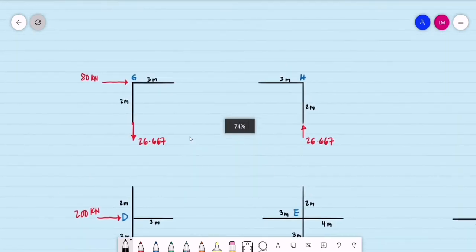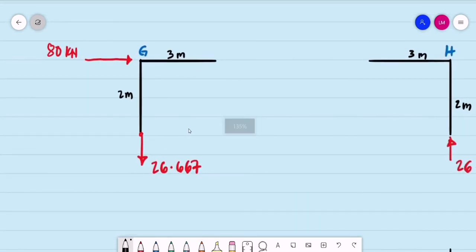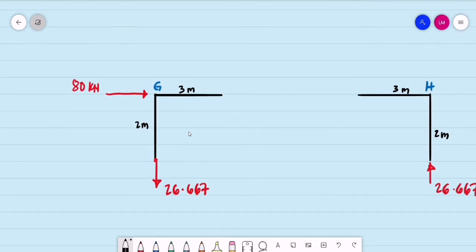So I'll be starting at joint G, wherein the 80 kilonewtons is acting. We may compute the shear force. Let's say this is the shear force, again the force perpendicular to the member, for column DG. All we have to do is take the summation of moments about the point of inflection, H.